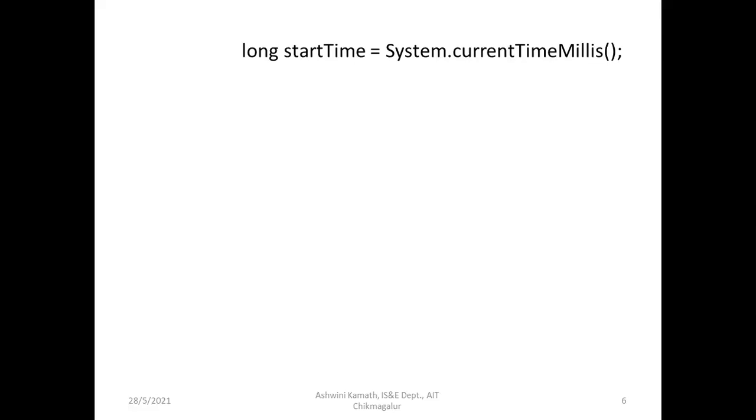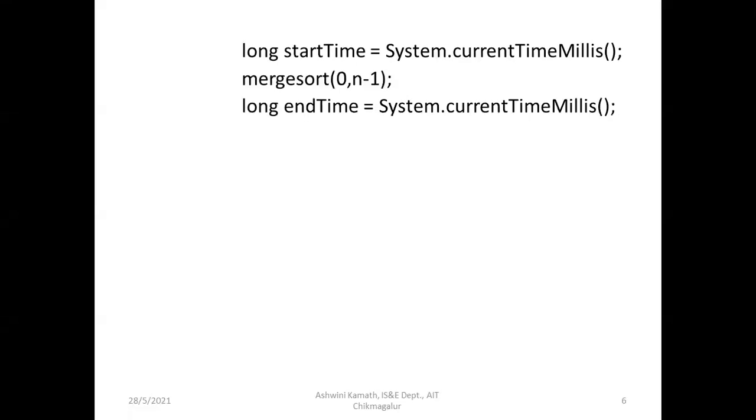For example, if the current system time is 3:20, it will read that. After executing the program, again you check what the time is. For example, if it is 3:22, then this is the start time and end time. Once you get that, end time minus start time will give you the time taken by the program. So call mergeSort(0, n minus 1). Then note down the time again, long endTime equals System.currentTimeMillis.